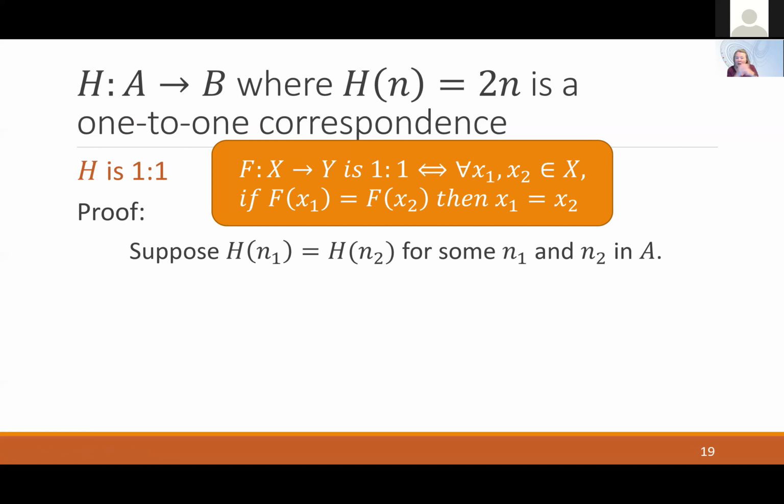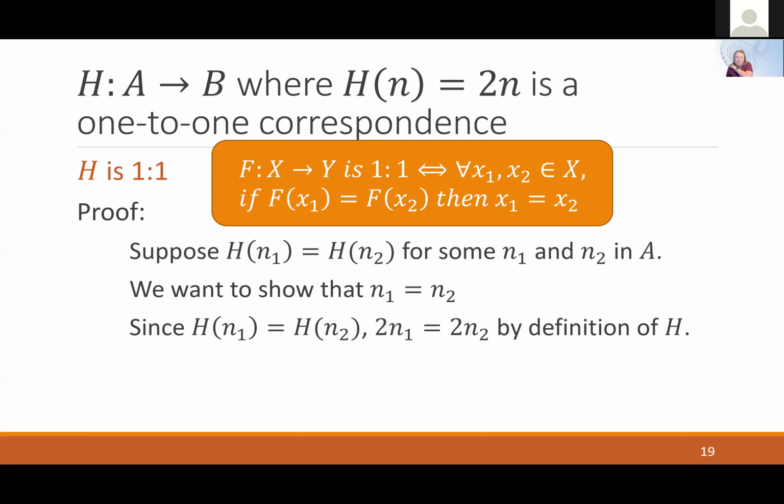So to show h is 1-to-1, we suppose that we have 2 outputs that are the same, and we're going to use the function definition to show that the inputs should be the same. So we're supposing h of n1 equals h of n2 for 2 numbers, n1 and n2 in set A. And what we want to show is that n1 actually equals n2.